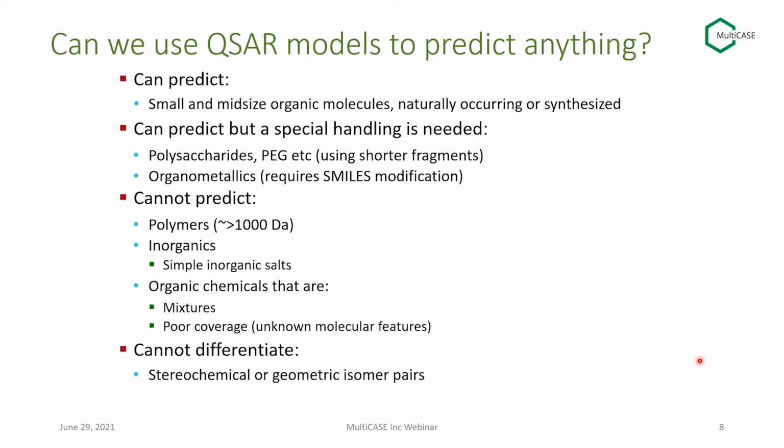And if your chemicals have extremely unique molecular features, which is poor structural coverage, most likely you'll get an out-of-domain prediction, which from the regulatory point of view is considered as no prediction. So it needs to be resolved one way or another. Another limitation is that most of the QSAR models cannot differentiate between stereochemical or geometrical isomer pairs, like cis-trans. This might be a temporary limitation. In future, this situation might improve.